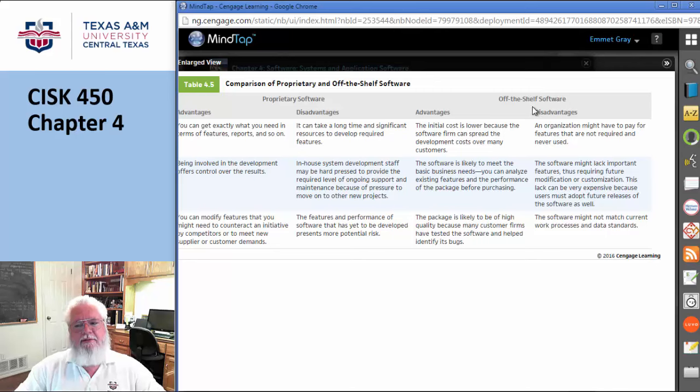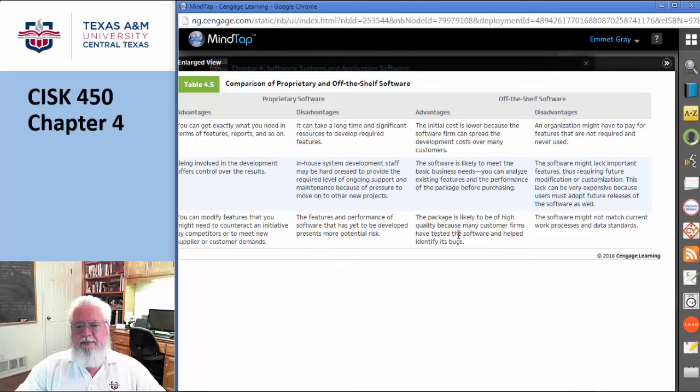All right, let's contrast that to commercial software that I buy off the shelf. So instead of homegrown, the advantage is it's relatively low cost. This is going to cost you money. I mean, having a staff of programmers, that's expensive stuff. So lower cost because the firm's going to spread the cost over all of its customers, not just you. Software is likely to meet most of the basic needs. There may be a couple of things that it won't do, but 90% of it it'll do.